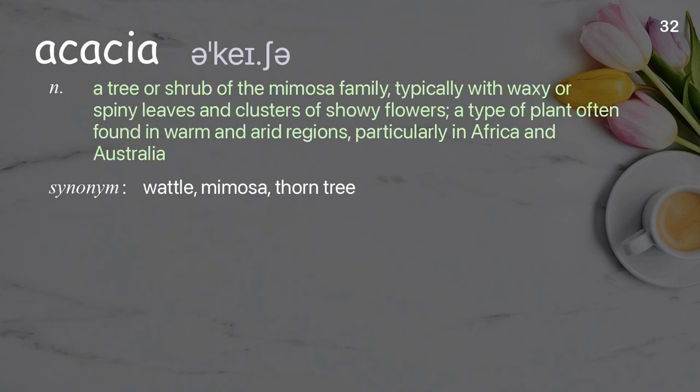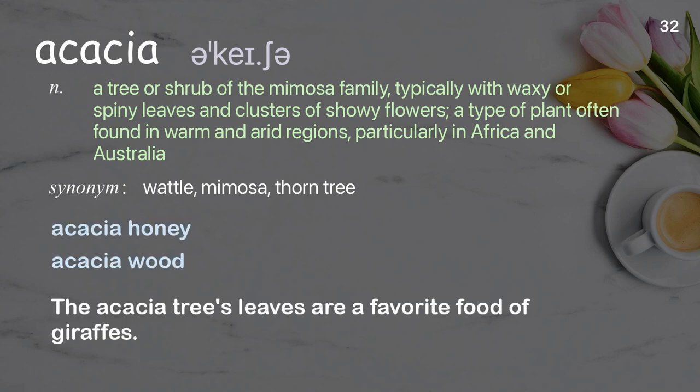Acacia. A tree or shrub of the mimosa family, typically with waxy or spiny leaves and clusters of showy flowers, a type of plant often found in warm and arid regions, particularly in Africa and Australia. Examples: acacia honey, acacia wood. The acacia tree's leaves are a favorite food of giraffes.